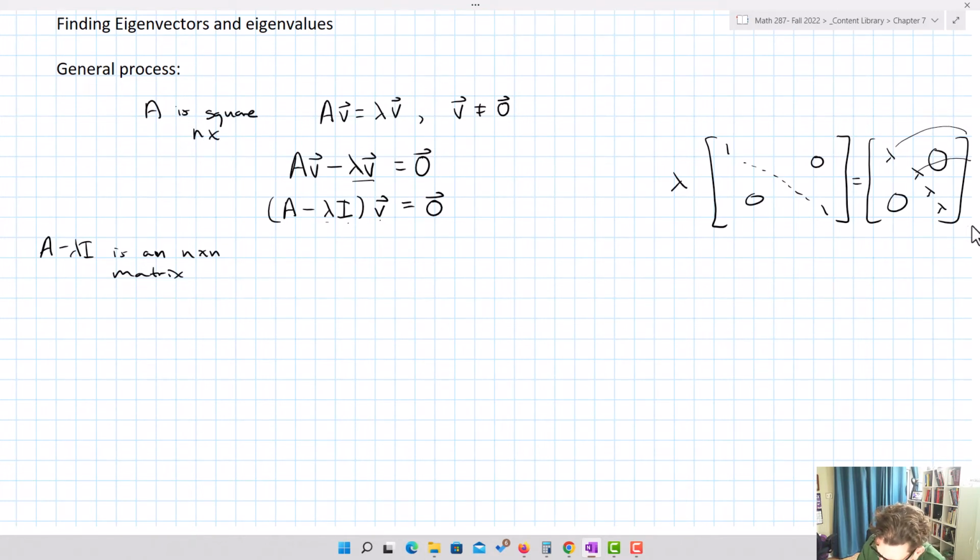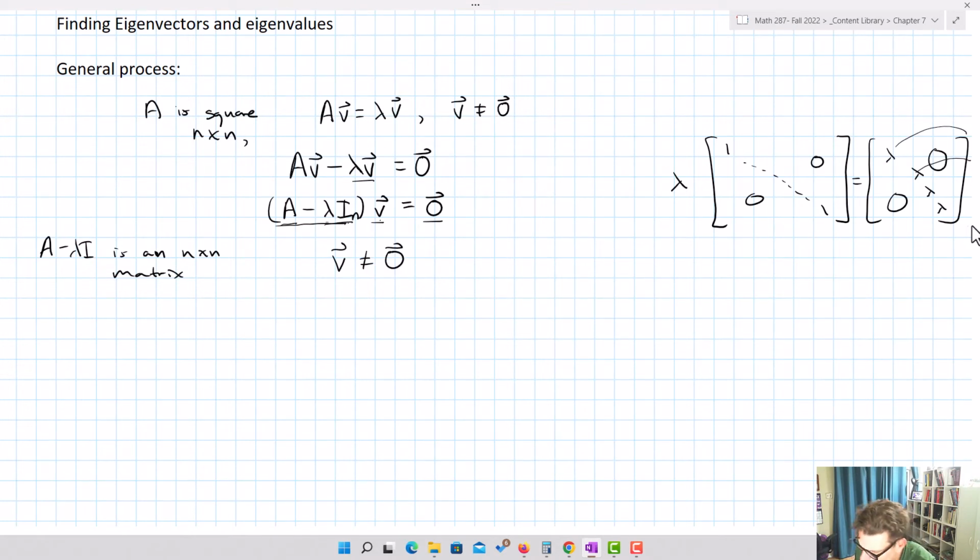Okay? N by n, because there are no eigenvectors and eigenvalues for non-square matrices. So A is an n by n matrix, and A minus lambda I is also an n by n matrix. What we have here is a matrix times a vector equals 0. And so we have an issue: that vector V does not equal 0.